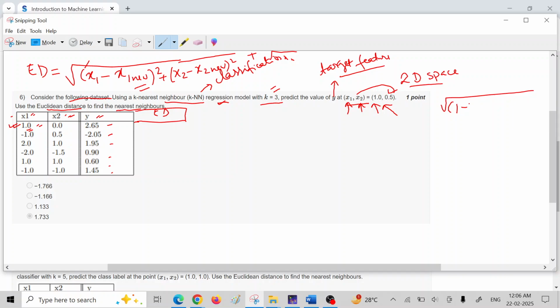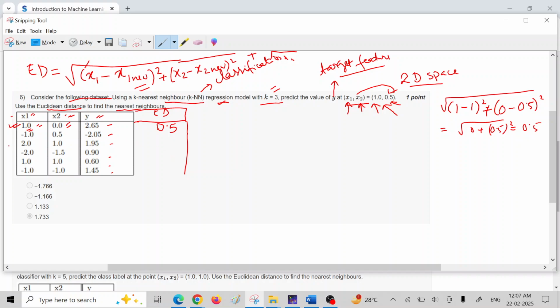That is also 1 here, whole square, plus the x2 data point here, which is 0, minus the x2 data point of the new data point, 0.5, whole square. Which will be equal to 0 plus 0.5 whole square, which is equal to 0.5. So the Euclidean distance of the new data point from the first row is 0.5.